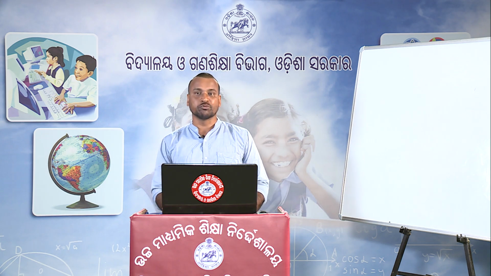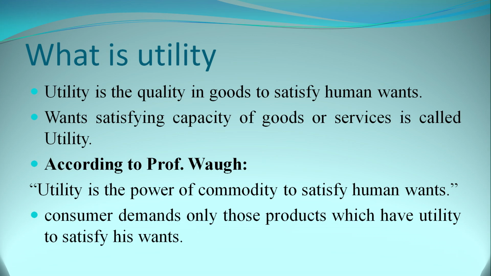First, what is utility? Utility means the want-satisfying capacity of a commodity. The want-satisfying power of a commodity is known as utility. That power is an invisible power, an intangible power. That power satisfies our needs, our wants. So, that power is called utility.